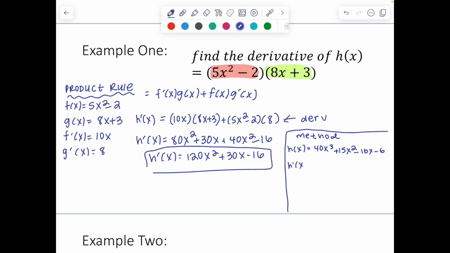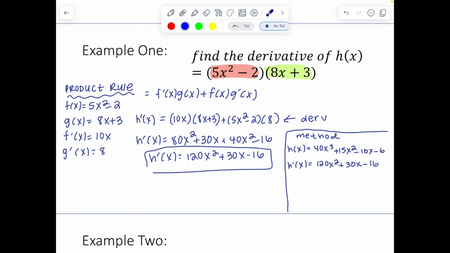So the derivative of this is going to be 120x squared plus 30x minus 16. And so it is the same thing. And so that is a way that you can check your answer. And in this case, you might actually find this one easier than using the product rule. So essentially, the reason we could use this is we got rid of the product by multiplying. And so then this is just a bunch of addition and subtraction, and so you can find the derivative.